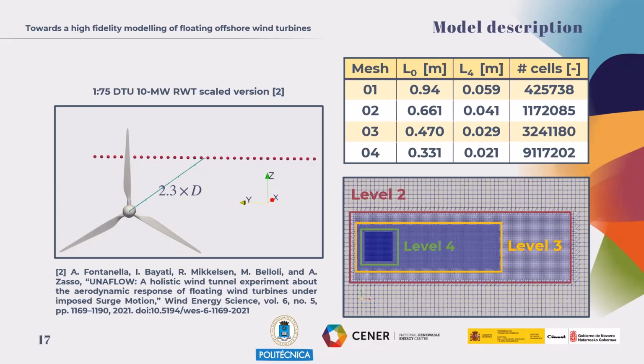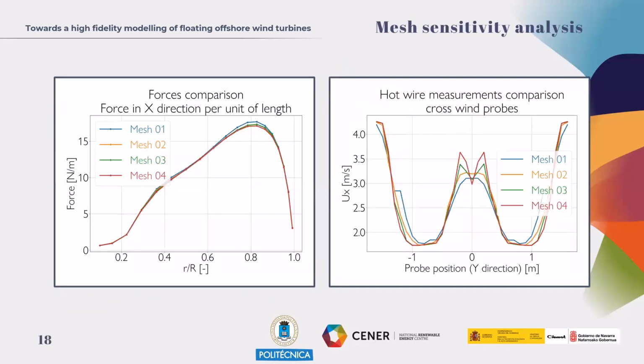We have performed a mesh sensitivity analysis with 4 meshes, which all follow the same structure. We have 3 refinement zones, one with the final refinement, which is on level 4, located surrounding the position of the wind turbine. The number of cells ranges from 400,000 to 9 million cells.